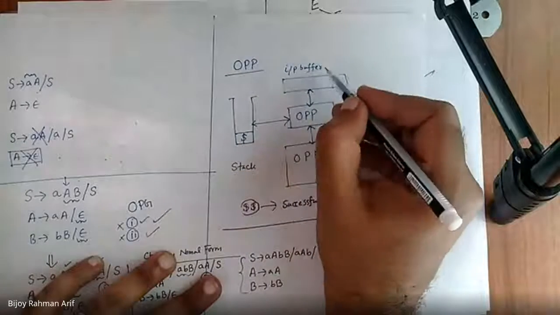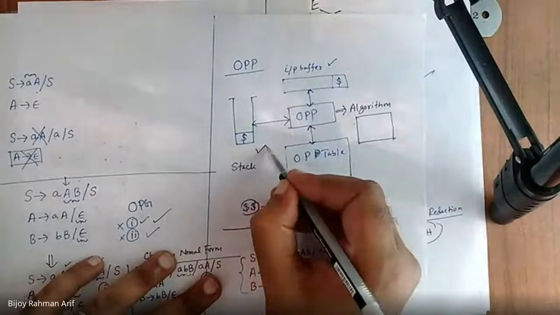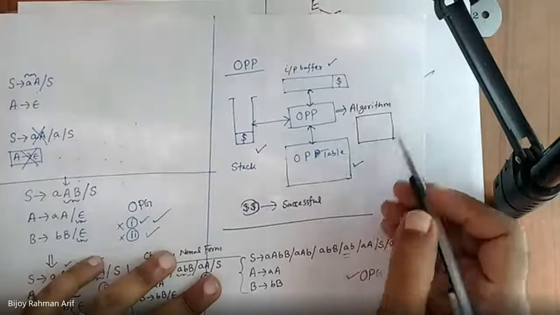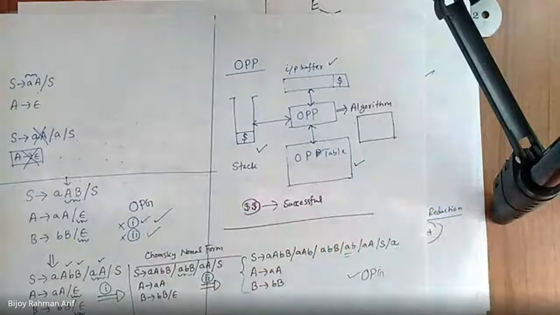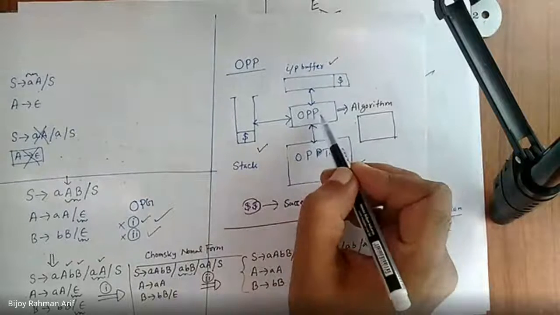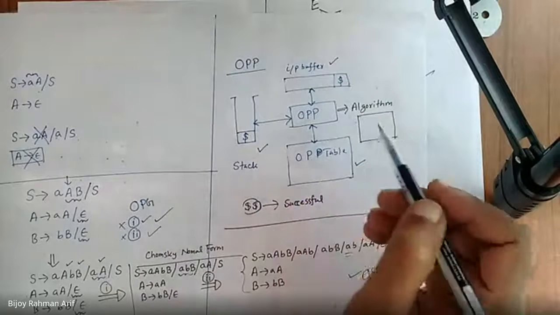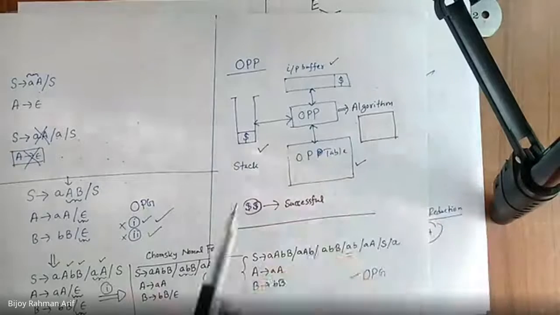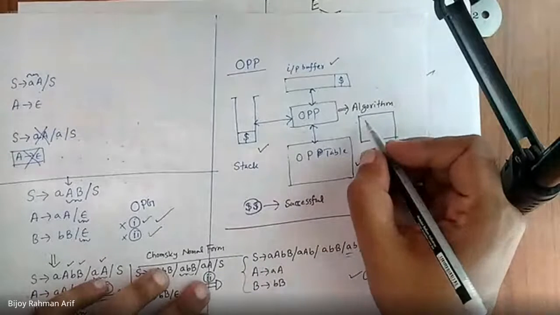The input buffer, we know what is input buffer. We know what is stack. We know what is table. And what is my algorithm here? What is my algorithm? Operator precedence parser. What is the algorithm? Just 2 lines. We know the algorithm. What is that?